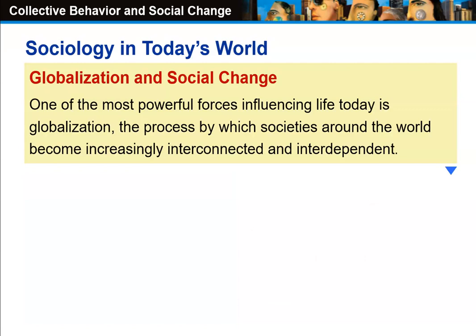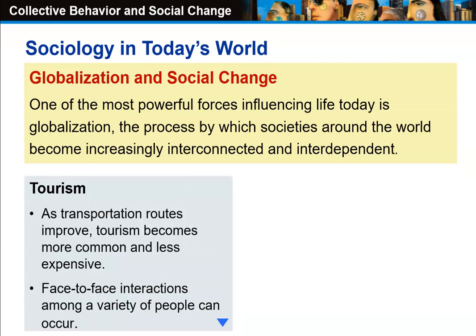Globalization and social change. One of the most powerful forces influencing life today is globalization, the process by which societies around the world become increasingly interconnected and interdependent. Tourism: as transportation routes improve, tourism becomes more common and less expensive. Face-to-face interactions among a variety of people can occur. Tourism gives people the opportunity to travel to other parts of the world or the country and see things that they might not have otherwise experienced or become aware of.